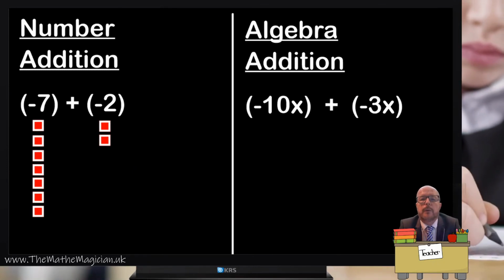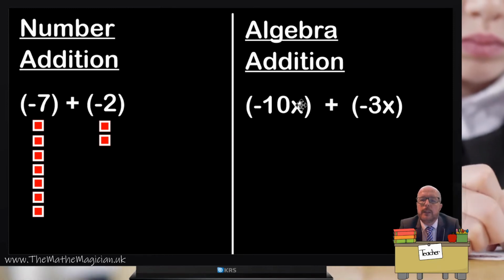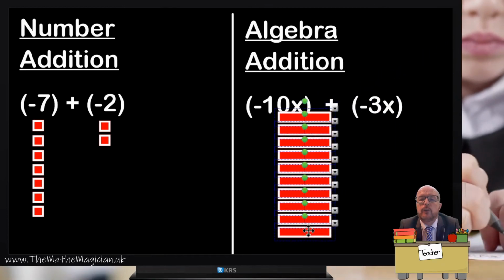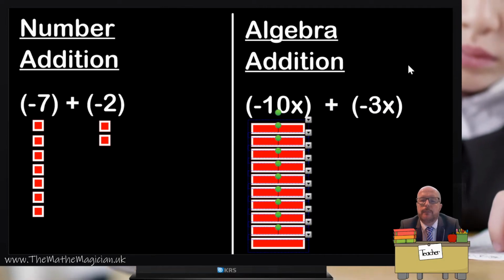Right, so with the algebra one, we've got negative 10x. So we need to pull on 10 red ones. Now you could just draw these on the paper if you wanted to. You could just draw little boxes. They don't have to be perfect.